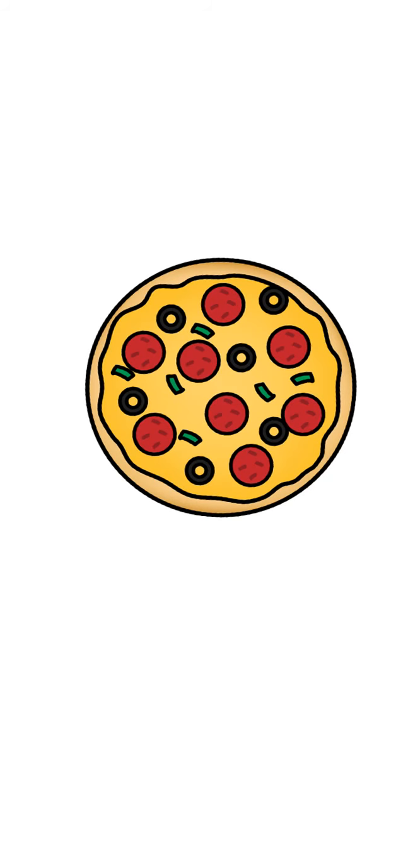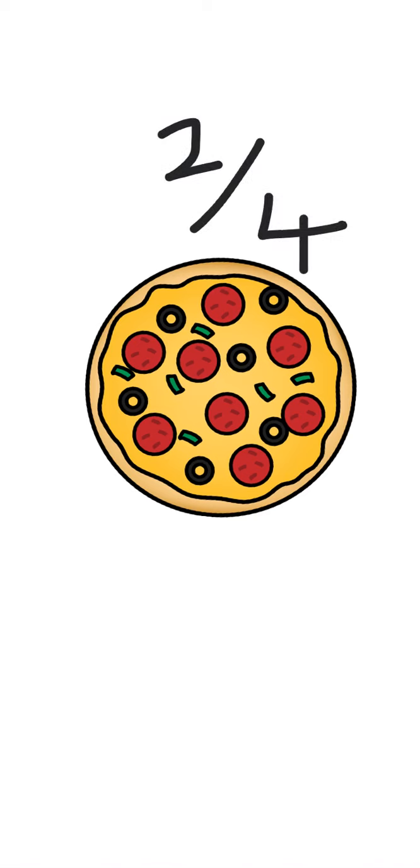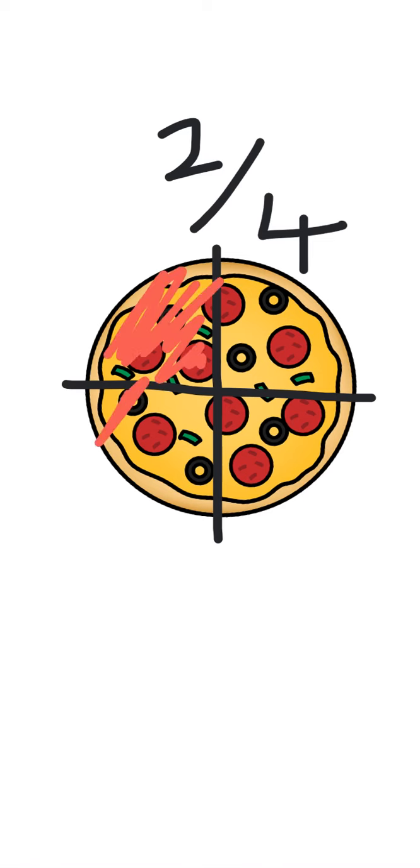Let's start by looking at 2/4. This is what 2/4 looks like as a fraction, written as a fraction. So remember, that means that we've split our whole into 4 equal pieces and I've got 2 of them. So let's do that. Let's split our whole pizza into 4 equal pieces. And if you've got 2 of them, let's shade in 2 of them.